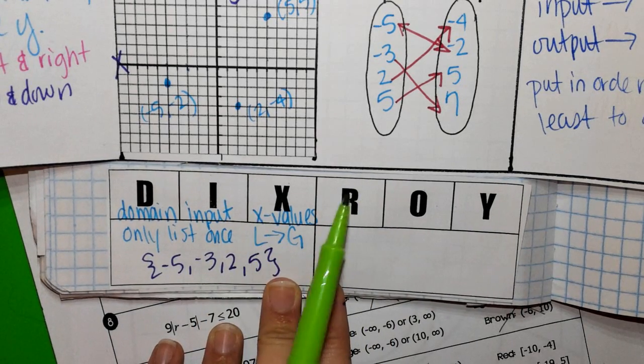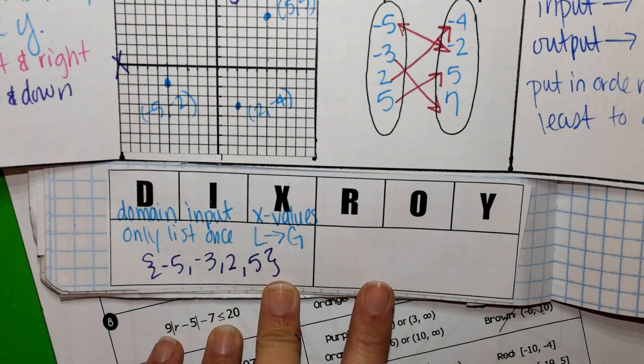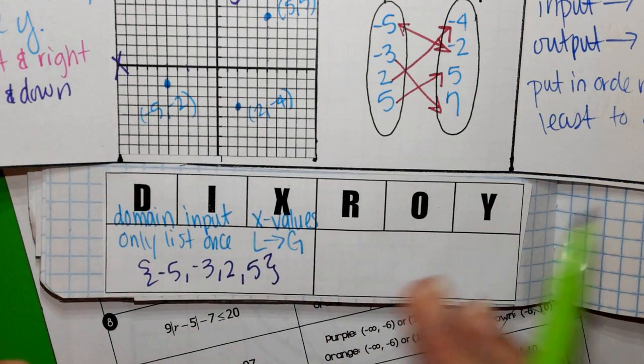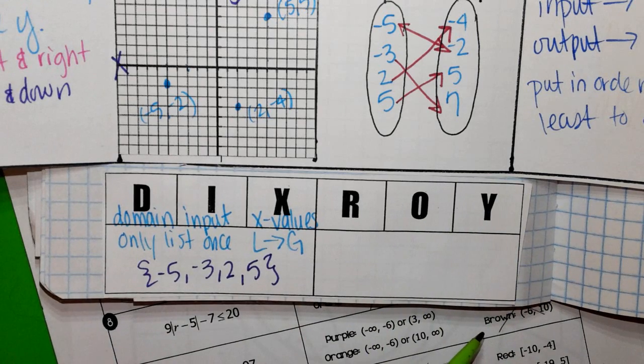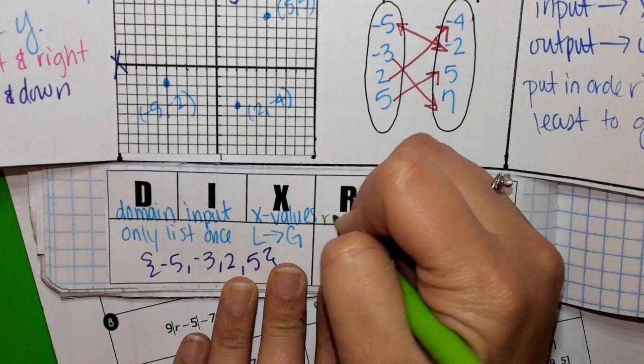All right. So what does the R stand for? We're talking about domain and range. Second letter A. R-A. Range.